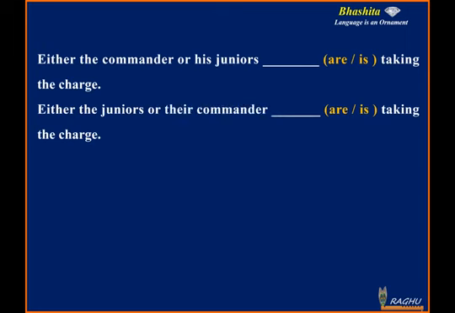Students, I have given two sentences on the screen. So let me read out the two sentences, dear students. Either the commander or his juniors 'are' taking the charge or 'is' taking the charge. The options are 'are' and 'is'. What is the right option? Similarly, the second sentence, either the juniors or their commander 'are' taking the charge or 'is' taking the charge. For the given two sentences, what are the right options?